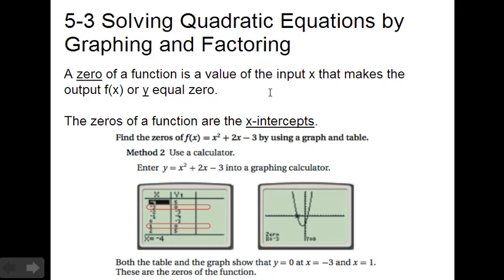One way to do this, if you have a good graphing calculator, is simply to plug the quadratic equation into your graphing calculator and either look at the table or the graph to determine where that parabola crosses the x-axis. If you look closely, you can tell that the graph crosses at -3 and 1 on the x-axis. These would be the zeros of this quadratic function.